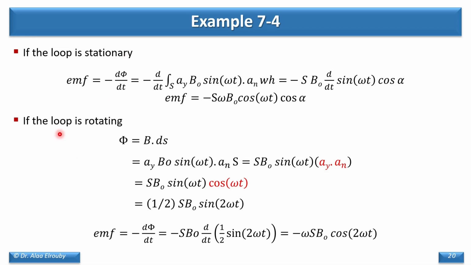The second part is when the loop is rotating. It's the same thing that we need to find. We need to find phi, which is B dot dS. We know the expression for B is this one in the a_y direction. S is WH, and we have a_n. The challenge here is to calculate what is a_n dot a_y. Remember that this is a rotating loop.